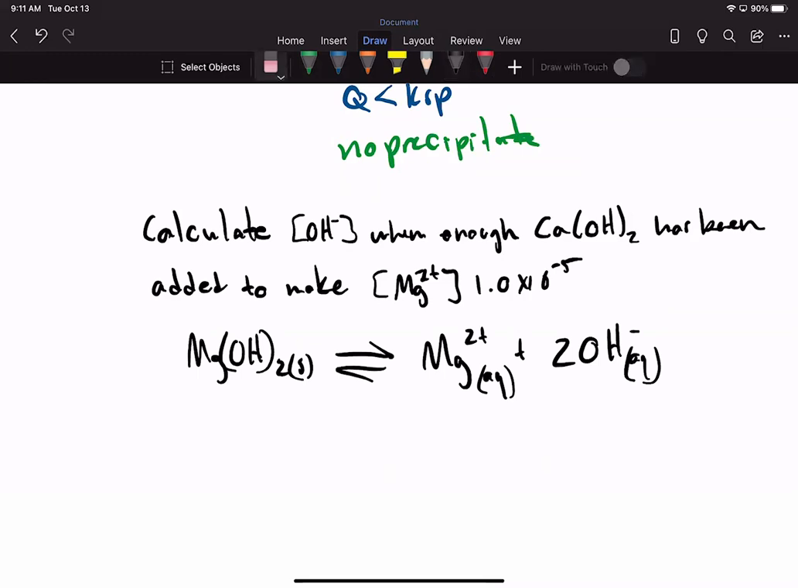Let me give you some KSP values here. The KSP of magnesium hydroxide is 8.9 times 10 to the minus 12. Calculate the concentration of OH, and the pH, when enough calcium hydroxide has been added to make this concentration 1.0 times 10 to the minus 5.